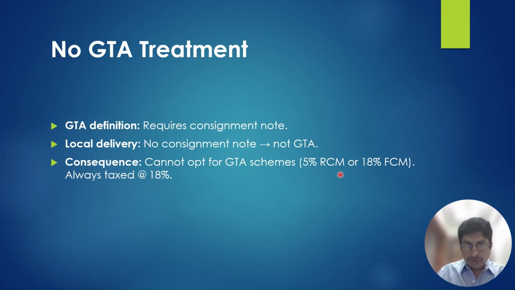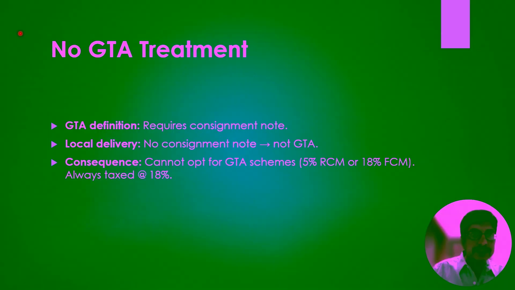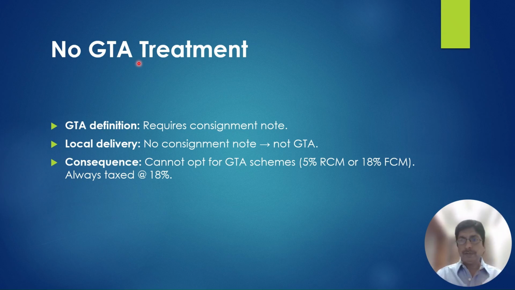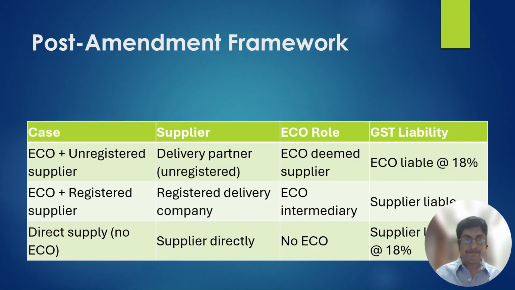So if the local goods transporter transporting the goods issues the consignment note, he will not be treated as GTA service, whether he himself provided the service or through electronic commerce operator. Then they will not be treated as GTA service, and the benefit of 5% RCM will not be available. They need to pay the tax at the rate of 18% under forward charge mechanism. Have you understood this amendment? Okay. Now this is a summary of what we discussed.